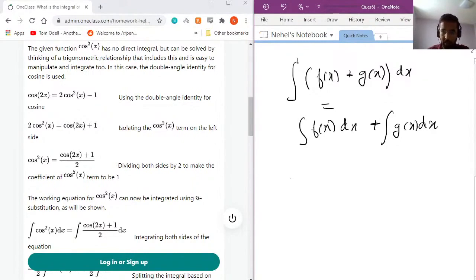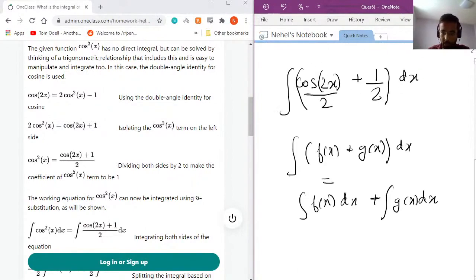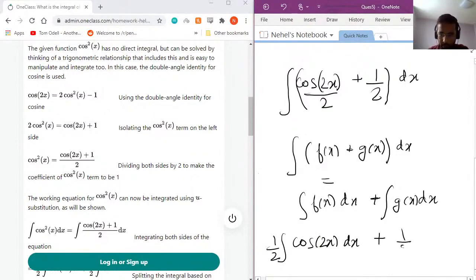So our expression was already quite simplified. We would have cos 2x over 2 plus 1 over 2. So we can say that the 1 over 2 can come out of this expression. So we'll get 1 over 2 integral of cos 2x dx plus 1 over 2 again comes out. We are only left with the dx term.